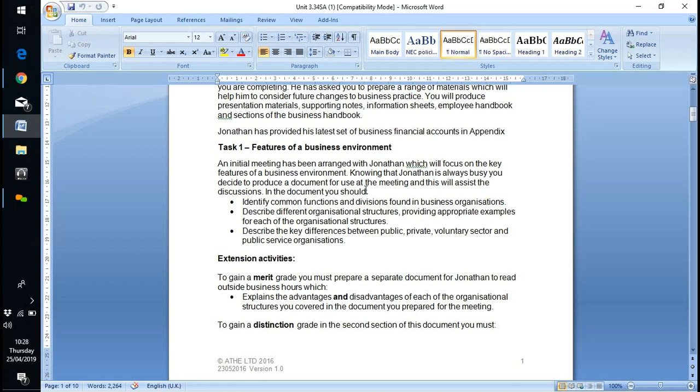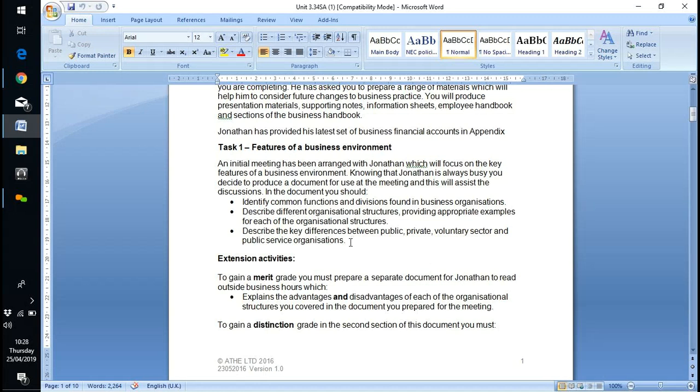In the document, you should identify common functions and divisions found in business organisations, describe different organisational structures, providing appropriate examples for each of the organisational structures, describe the key differences between public, private and voluntary sector and public service organisations. Public service organisations, similar, like the NHS, I think that's a good example.